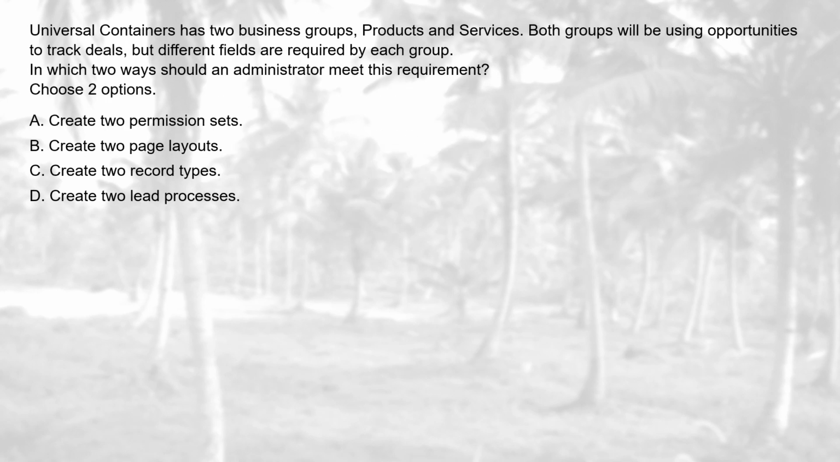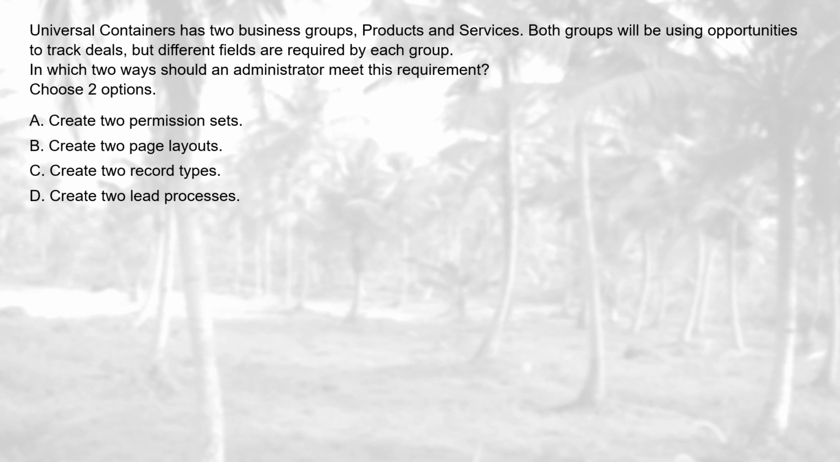Universal Containers has two business groups. They have their products and services. Both groups will be using opportunities to track deals, but different fields are required by each group. In which two ways should the administrator meet this requirement? You have to choose two. Let's see what our options are. Create two permission sets, create two page layouts, create two record types, create two lead processes.